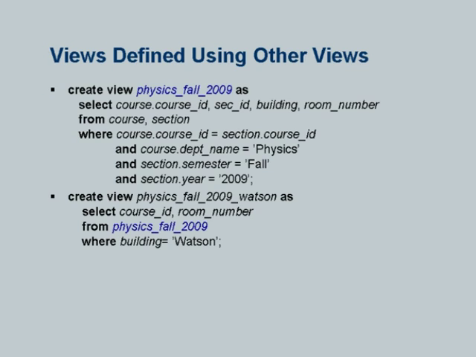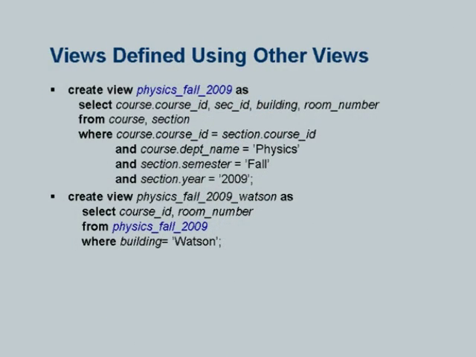Now this example is a slightly artificial view, but it illustrates a point, which is that a view definition can be used in a query, but it can also be used in another view definition. So here is a sequence of two views. The first view says create view physics fall 2009 as it's basically doing a join of course and section, and getting out the course ID, section ID, the building and room number from this join, where the course department is physics. So it's getting out the section information for physics courses, which have the semester as fall and year as 2009.